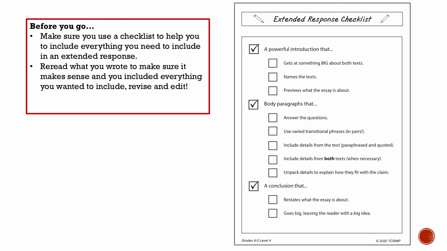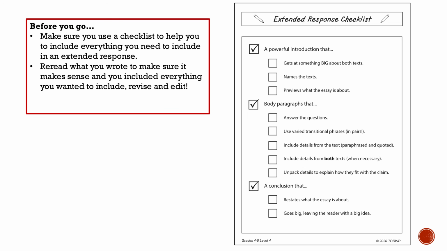I want you to make sure once you've written your extended response, that you go back and reread what you wrote and make sure it makes sense and that you included everything that you wanted to include. You've got to revise and edit. This is something that, in the ordinary writing process, you do over some days and some times, but with these kind of extended responses, you kind of got to do it right after you write your extended response, because that's how it would be if you were doing this on a test, right? You got to revise and edit.